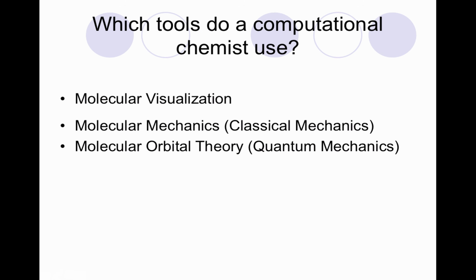So the tools that we use as computational chemists, well, these are the tools that we are going to talk much more about in this course here. One very important tool is molecular visualization, simply to view molecules on the screen. We also make more quantitative stuff, that is, we make calculations, and these calculations can be based either on molecular mechanics, that is, classical mechanical methods, or they can be based on molecular orbital theory, that is, quantum mechanics. And again, we will go much more into detail what is actually behind these methods here.